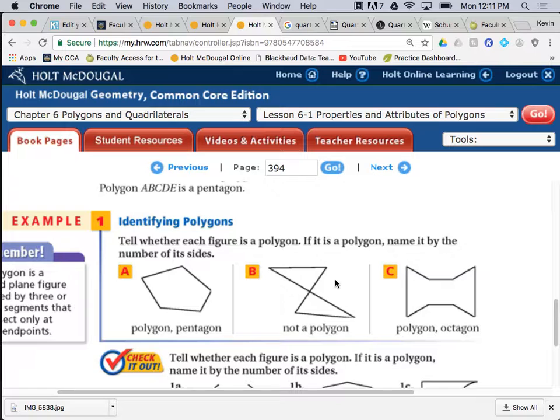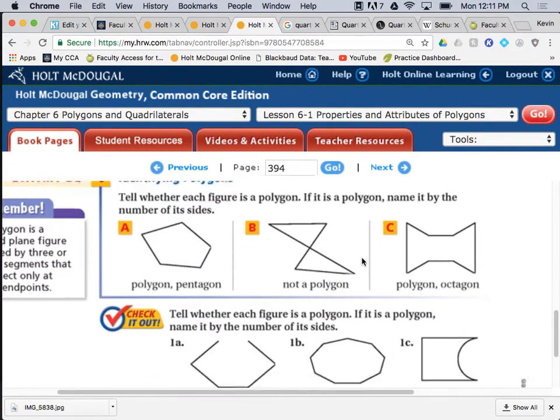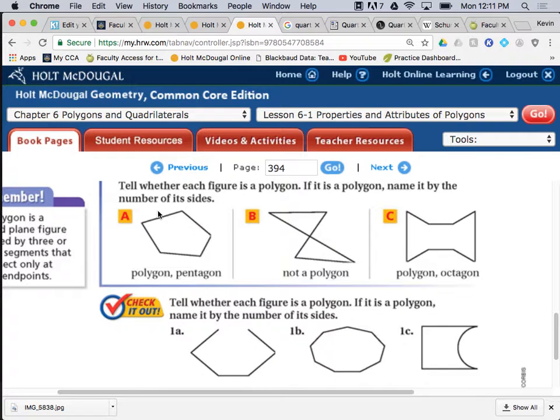Okay. So here's an example of polygons. So here's a polygon. It's got 5 sides, so it's a pentagon. This is not a polygon because you see it's got these crossing lines in it. Okay? It's got to be a closed shape. Now, each one of these is a polygon. Each one of these is a triangle. But that whole thing together is not a polygon. This is a polygon because it's a closed shape with all straight sides. Okay?